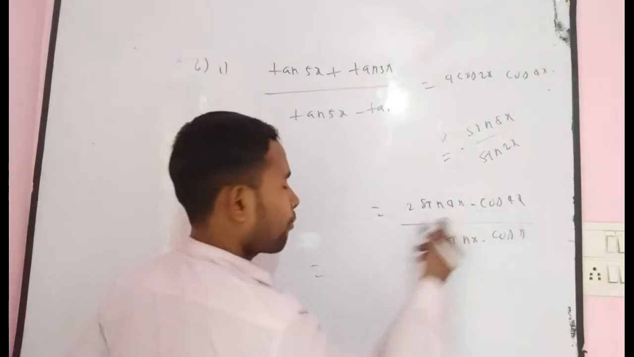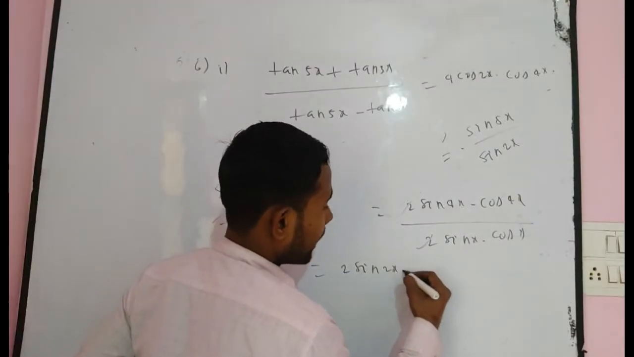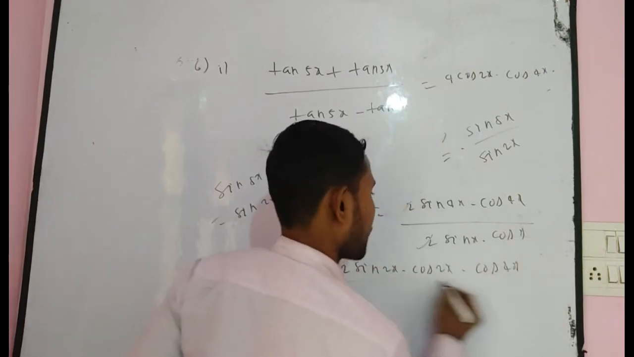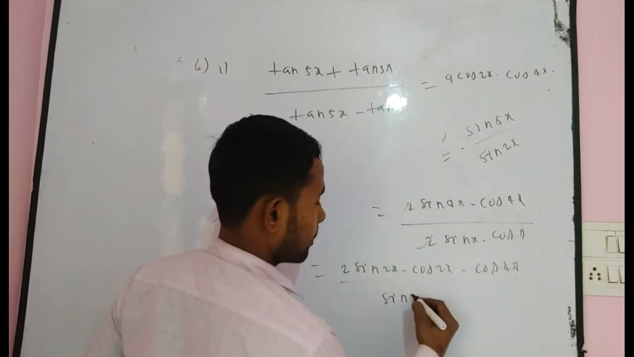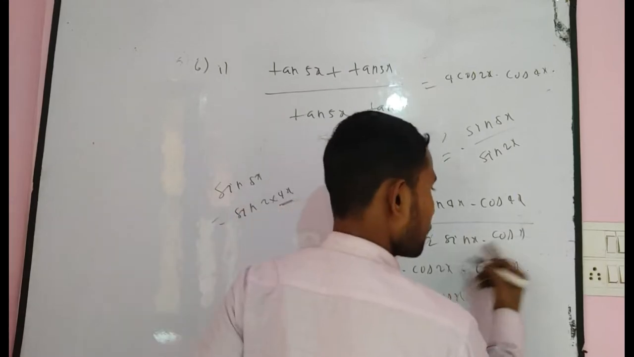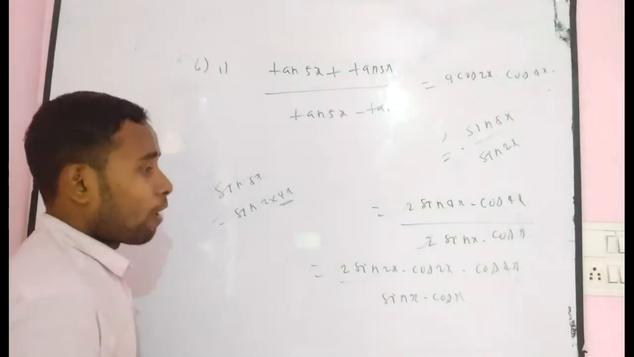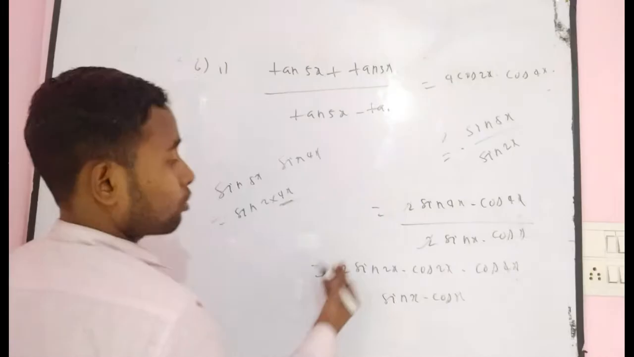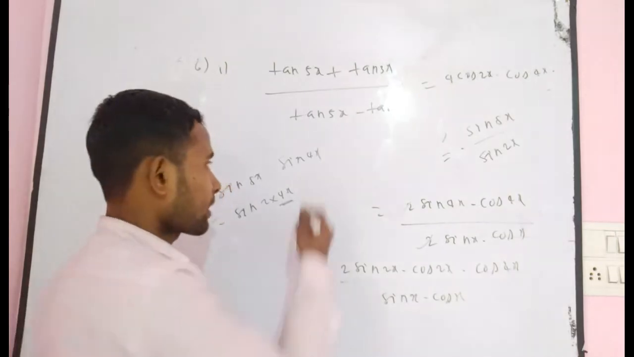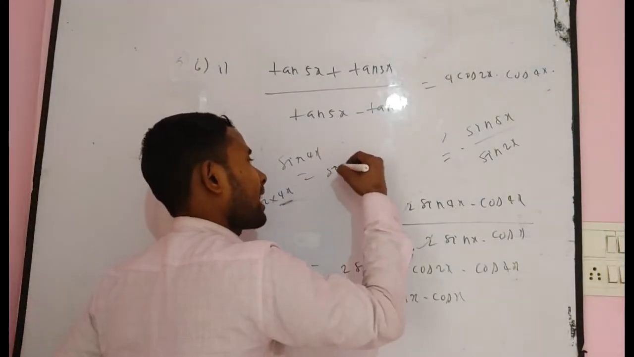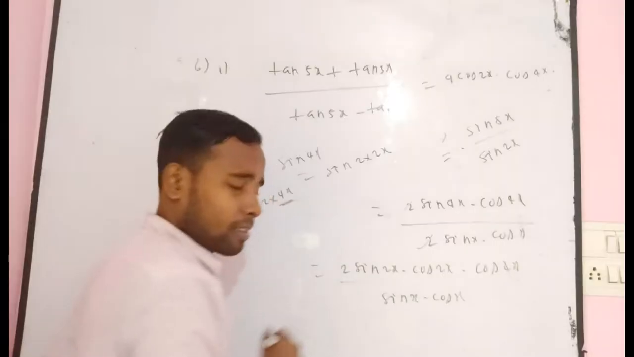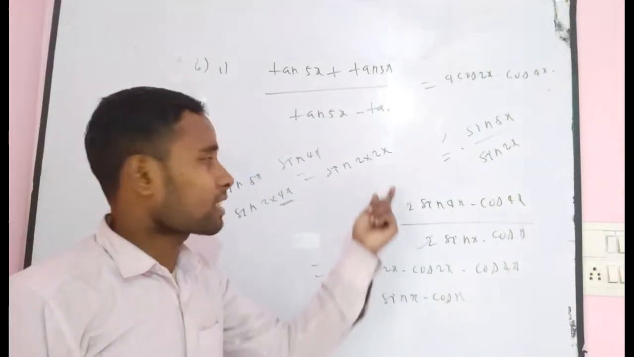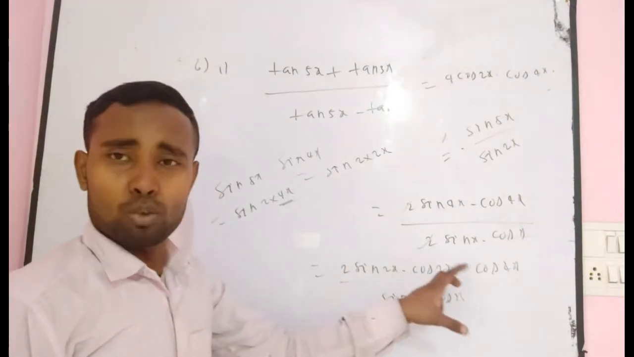Again you can write sin 4x is equal to 2 sin 2x into cos 2x into cos 4x, divided by sin x into cos x in the numerator. Now how can you write sin 4x equal to 2 sin 2x into cos 2x? The reason is simple: sin 4x can be expressed as sin of 2 times 2x. So it is 2 sin 2a, where sin 2a is equal to 2 sin a into cos a. So I have written simply 2 sin 2x into cos 2x.